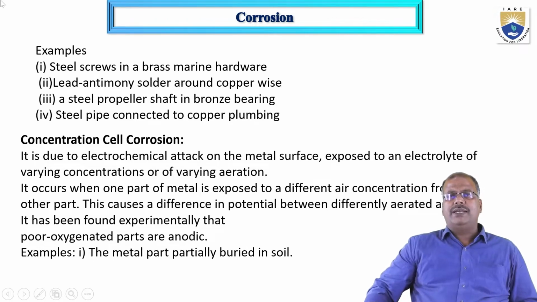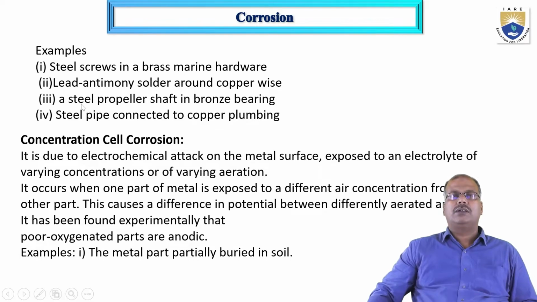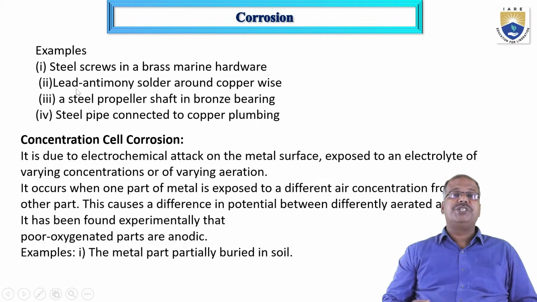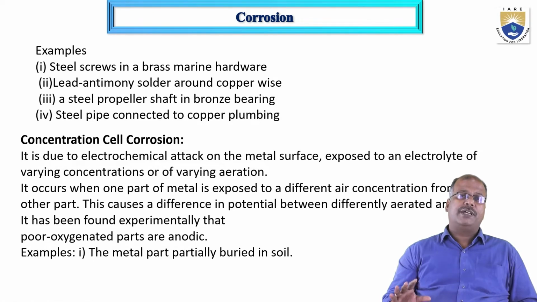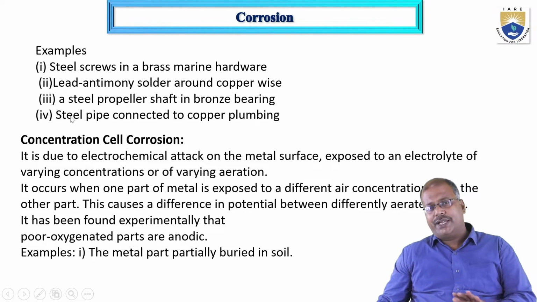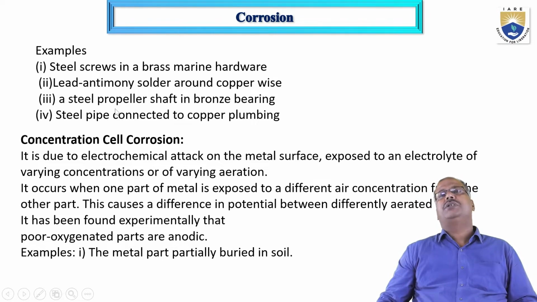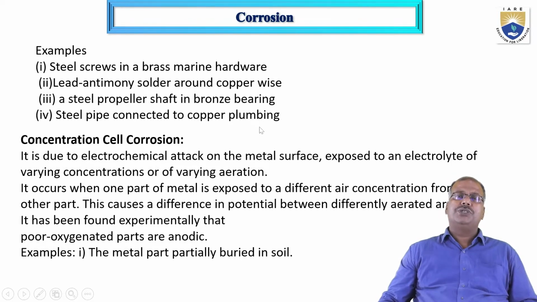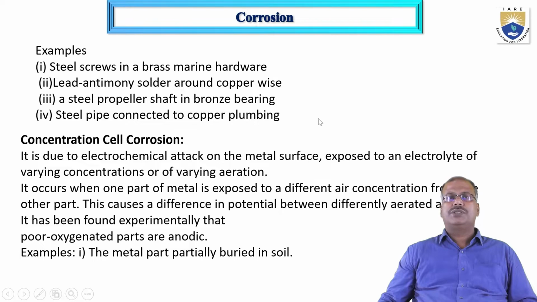Okay. Lead antimony solder around copper wire. Steel propeller shaft in bronze bearing. These all will undergo corrosion due to galvanic corrosion, due to huge difference in the reduction potential of the two metals. Either you can say galvanic corrosion or bimetallic corrosion. Steel pipe connected to copper plumbing will undergo corrosion due to bimetallic or galvanic corrosion.